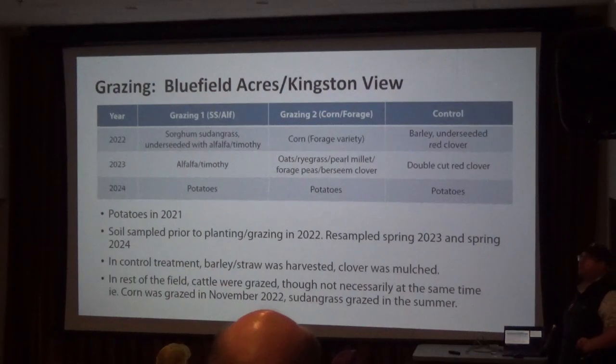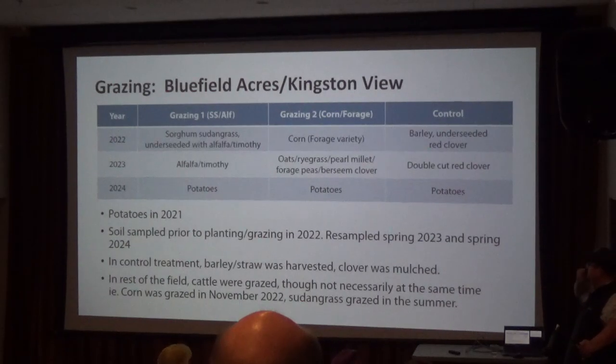There's a panel on this at the soil and crop meeting, so if you want to talk about that a little bit more, we'll dig into it with the actual farmers. This trial, the field was set up in 3 strips. One side was Sudan grass underseeded with alfalfa and timothy, and then the alfalfa timothy grew up the next year. That was all grazed. Then the middle was corn, which was a forage variety of corn, and the corn was grazed. And then the next year was just a multi-species mix.